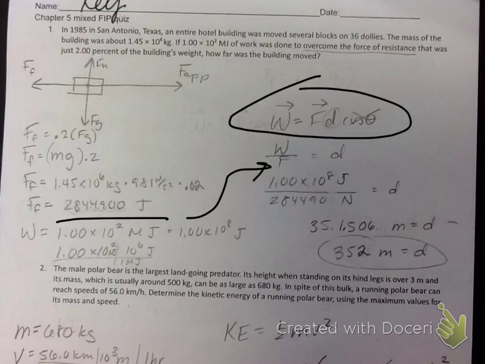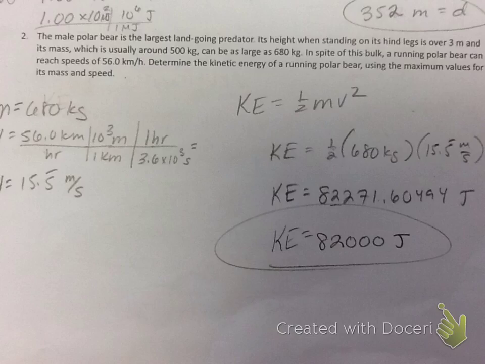I didn't think about the acceleration. Well, because it says that it was 2% of the building's weight, and of course weight is force of gravity. Yeah, I thought building's mass instead of building's weight. I did it right, I just didn't realize the wording in it.